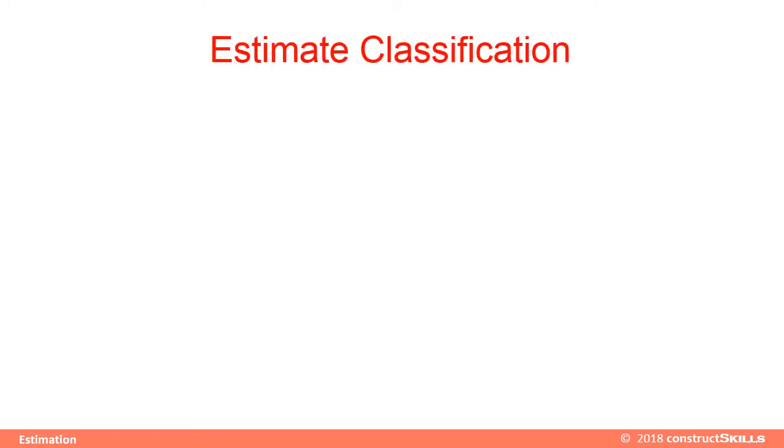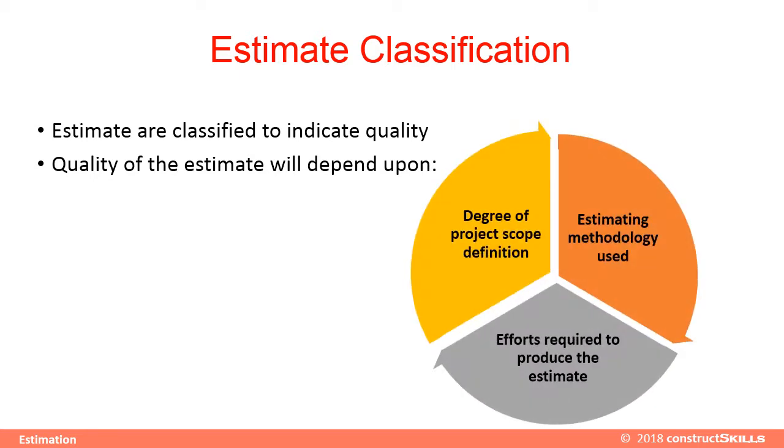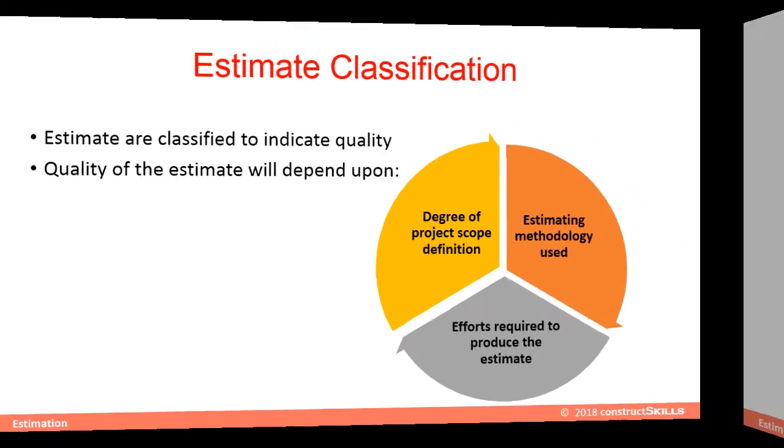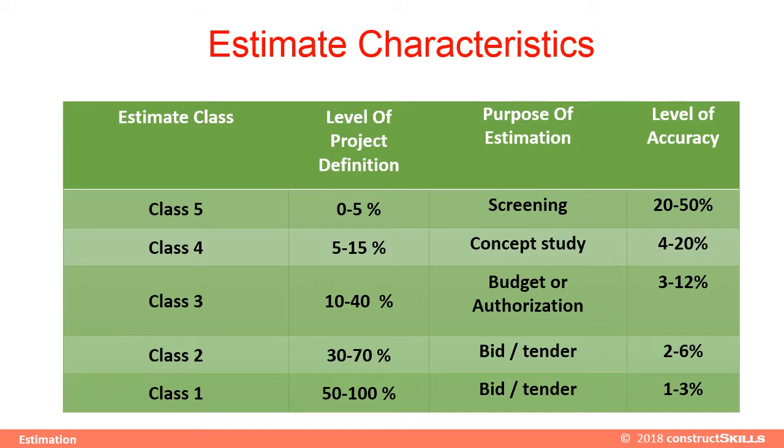Now let us understand how estimation is classified. Basically, it is classified to indicate the quality. The quality of the estimate will depend upon three factors: degree of project scope definition, estimating methodology used, and efforts required to produce the estimate. The table here shows different estimate classes, their level of project, purpose of estimation, and level of accuracy.